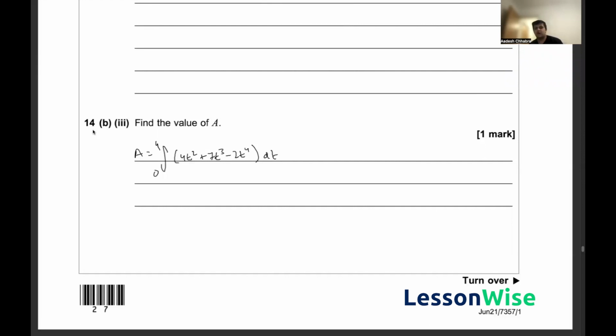So for the final part of 14b, we've been asked to find the value of A, and I've got the equation for A written out here. You can just plug this into your calculator, since this question is only 1 mark, and nowhere does it say that we'll be penalized for using our calculator. So you can put this integral into your calculator to yield the value of 1856 by 15. Now you can integrate it the manual way, I suppose, but I don't think it's really worth it because of the 1 mark. But yeah, so that is it for question 14b.